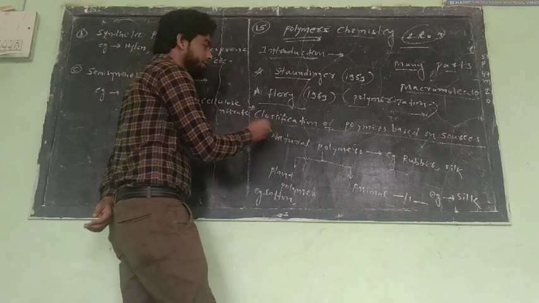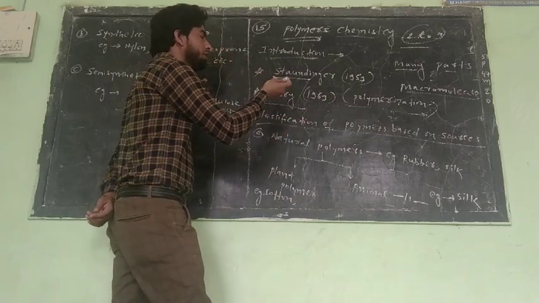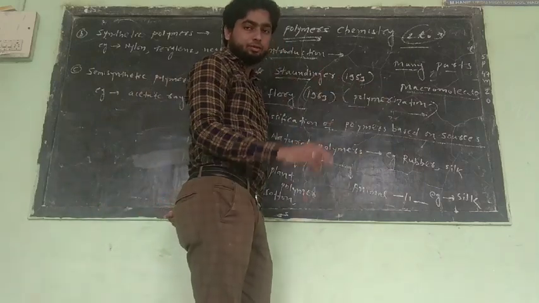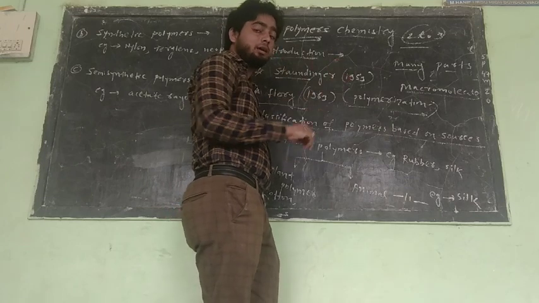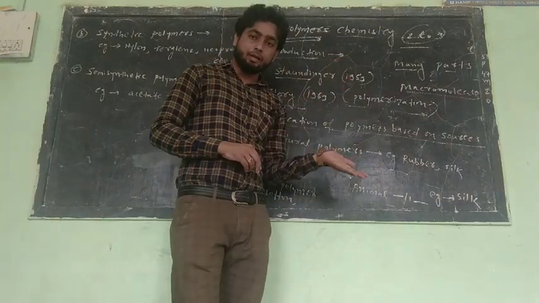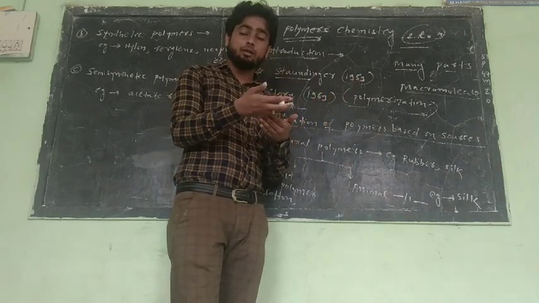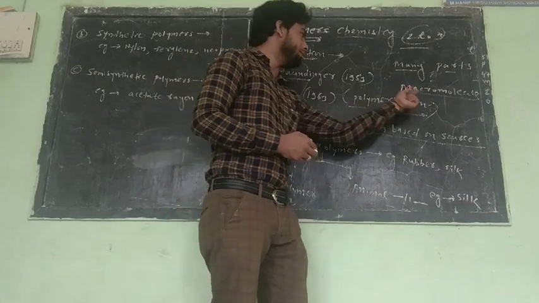So we take the next question asked in examination: why is a polymer called a macromolecule? What is a macromolecule? A molecule which has a higher molecular weight and is prepared from thousands of lower molecular weight monomers is called a macromolecule.